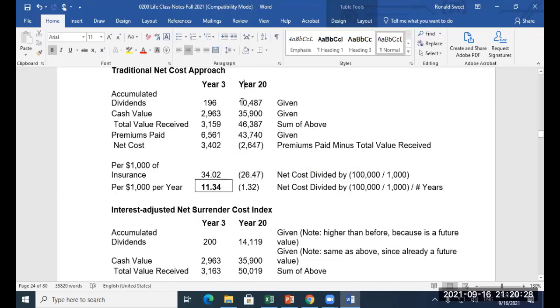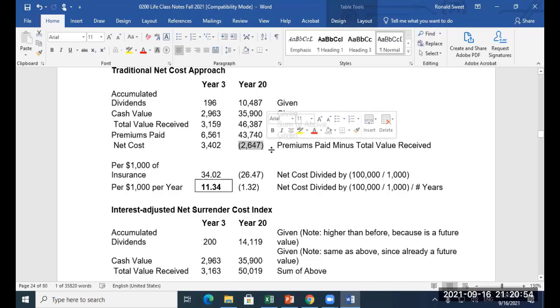But let's look after 20 years. 20 years looks too good to be true. You got $10,000 in dividends. Your cash value at the end of 20 years is $35,900. So the company's giving you $46,000, but you only paid $43,740 in premiums. You actually got more money back than you paid in, and that's absolutely true.